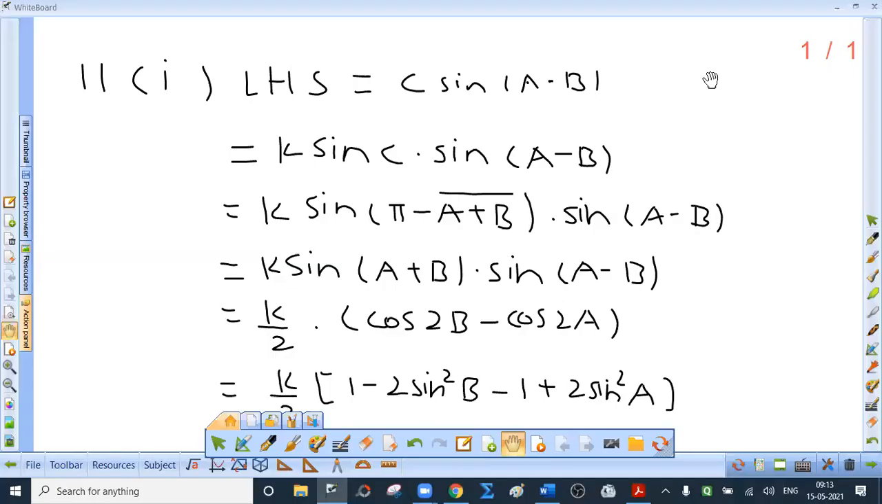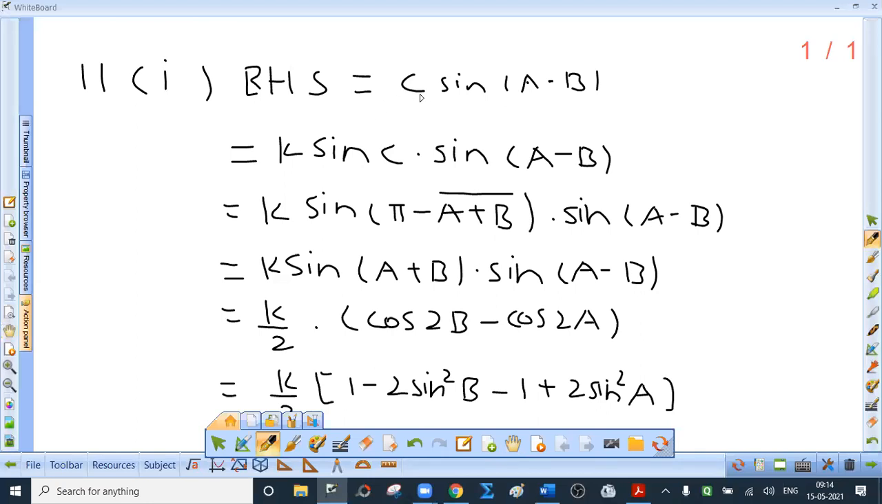Sum number 11. In any triangle ABC, prove the following. First part, a sin A minus b sin B is c sin of A minus B. Usually they start with LHS. Here I have tried with RHS. In fact, this is RHS, right? Not LHS. I have tried with RHS first. Okay. Now you can start writing. RHS is what? c sin of A minus B.